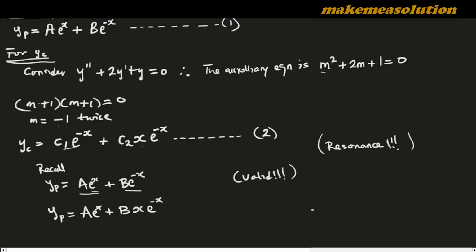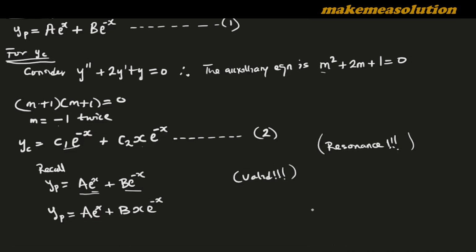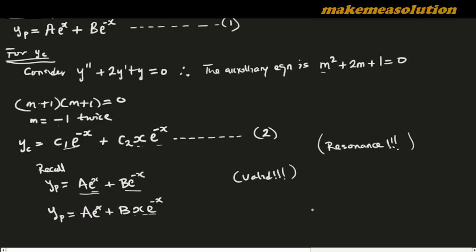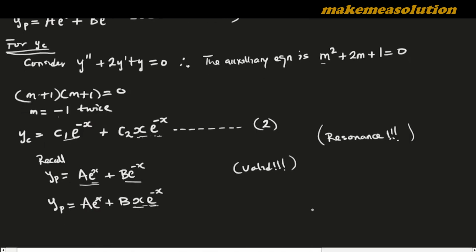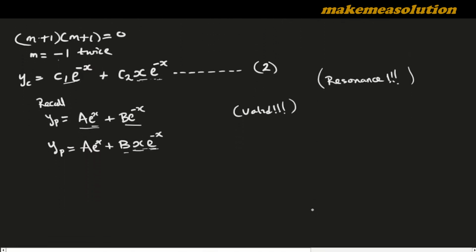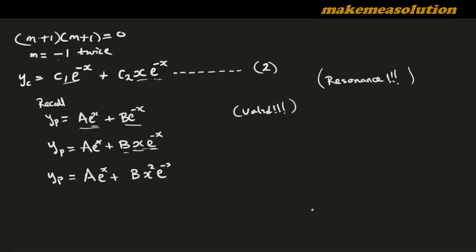But wait a moment, now that we have modified our yp, we can see that there is also a repetition now. This particular term occurring in yp has now repeated here in yc, and we don't want this, so there is another resonance happening. So we also need to offset it by multiplying this term by x again. So your yp is equal to a exponential x plus b x squared exponential minus x.